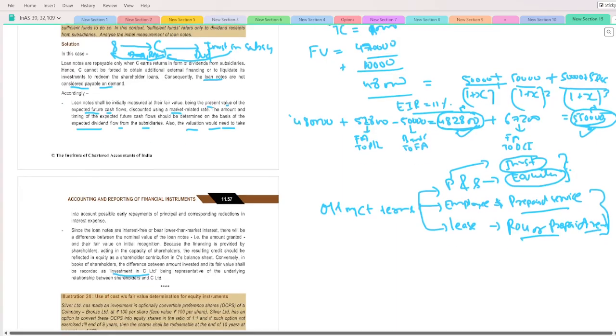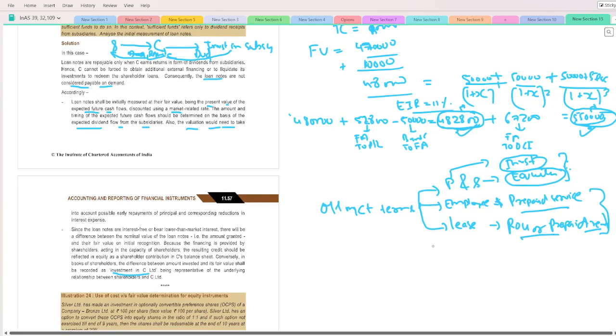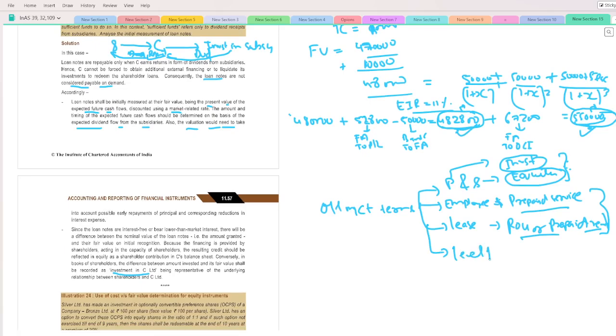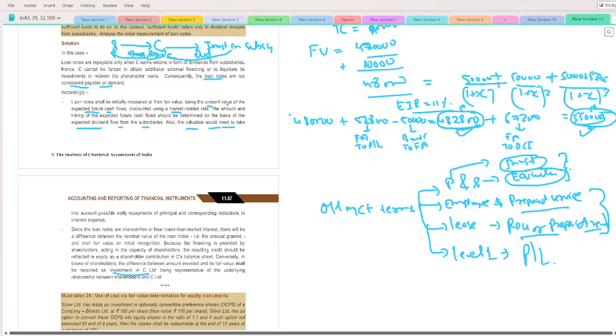And the fourth one, if it is coming under level one, then you need to transfer the difference directly to the P&L in the beginning itself, that is at the initial recognition. So this is the story till now of what we have read under the subsequent recognition, or under the initial recognition.